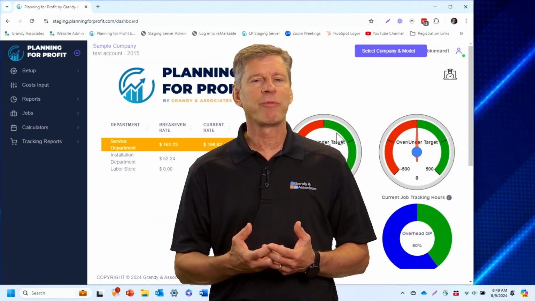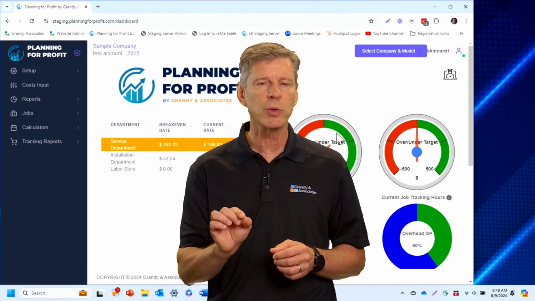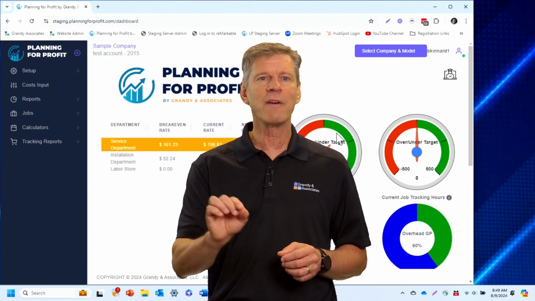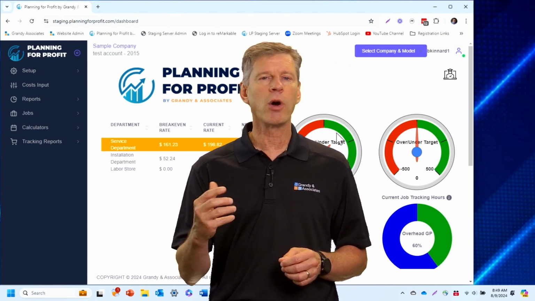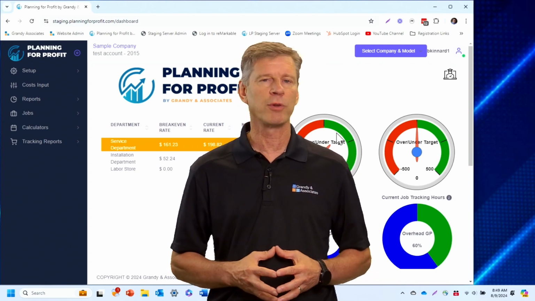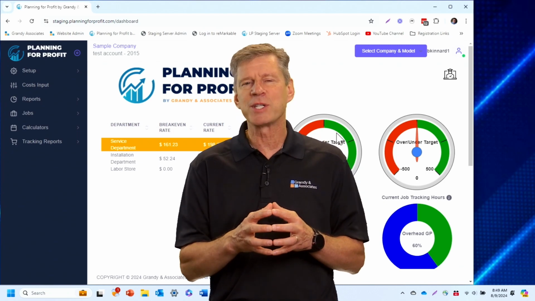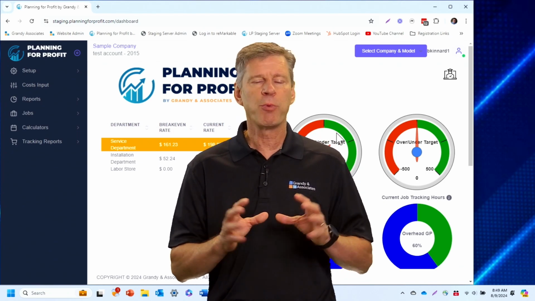Well, in the Planning for Profit software, we account for that entire loan payment because we want to make sure that you're charging enough per hour to not only cover all of your expenses, but to make all of your loan payments and still have some profit left over at the end. We've put a little bit of a spotlight on debt at this point in the software.